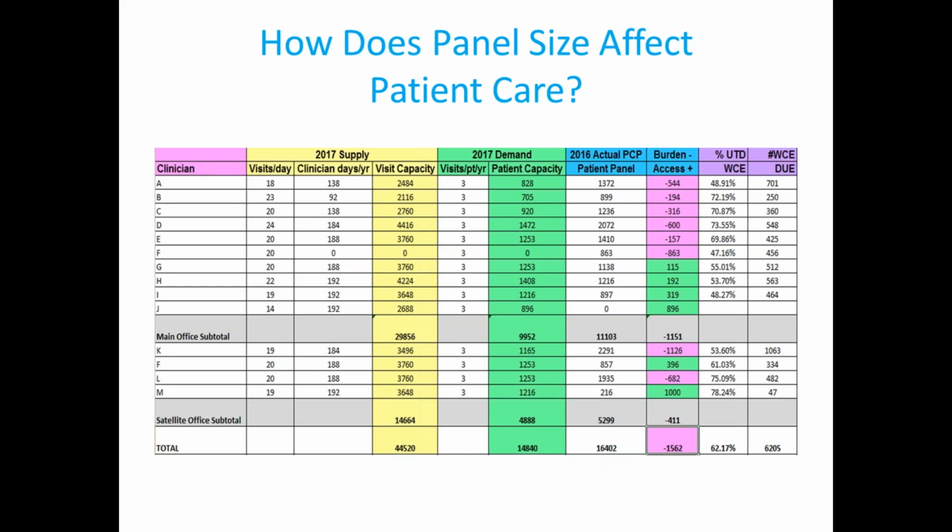Clinicians with access, the ones in green, our newer clinicians, don't have really great rates for patients newly assigned to them, but what we find is they're often picking up visits for other clinicians who don't have an appointment soon enough for their patient's need.